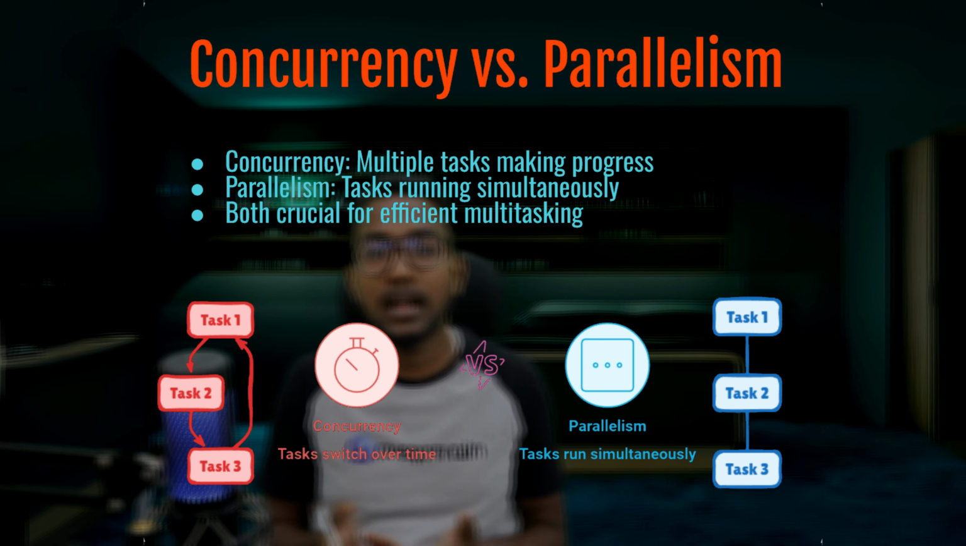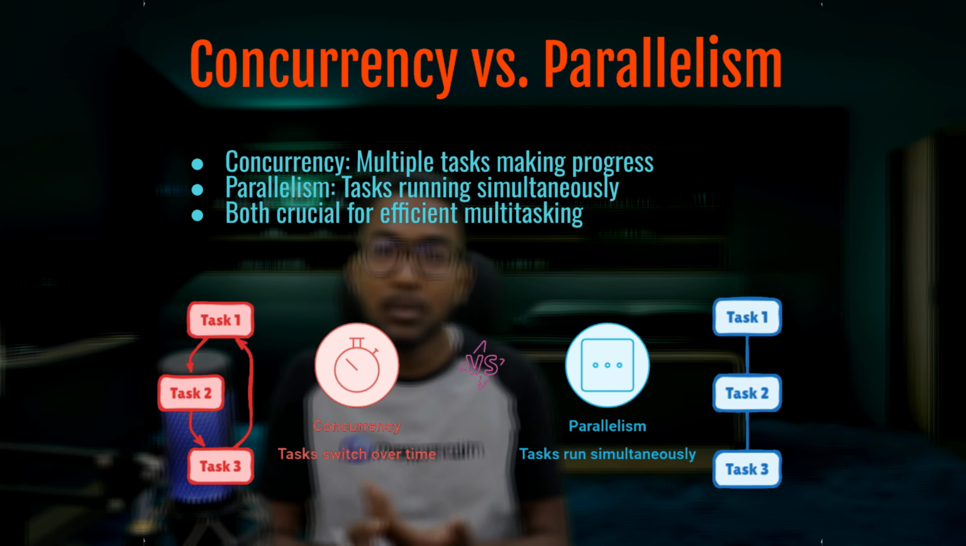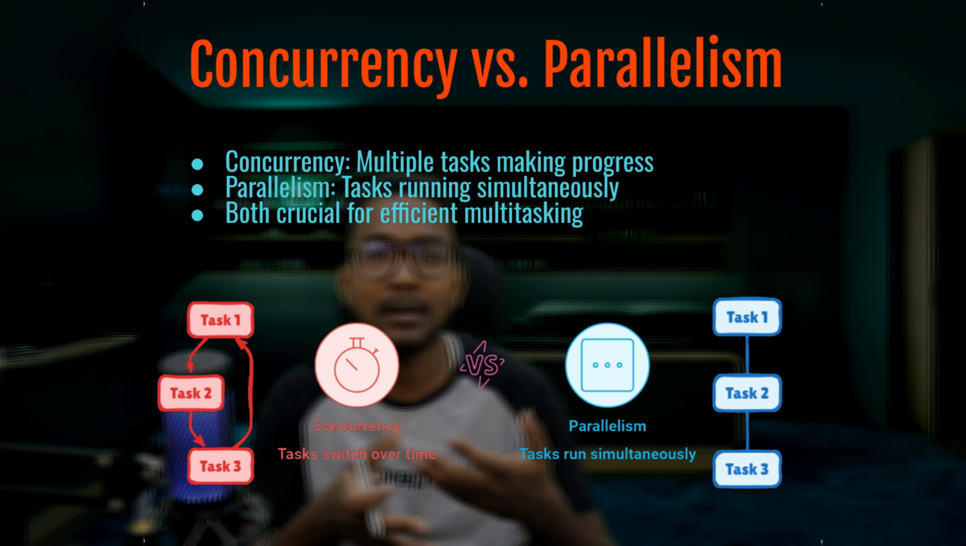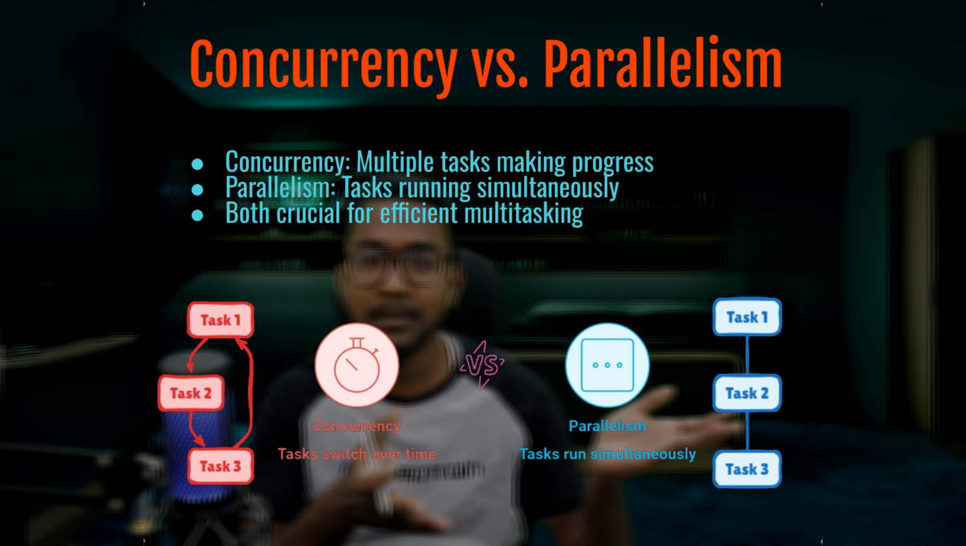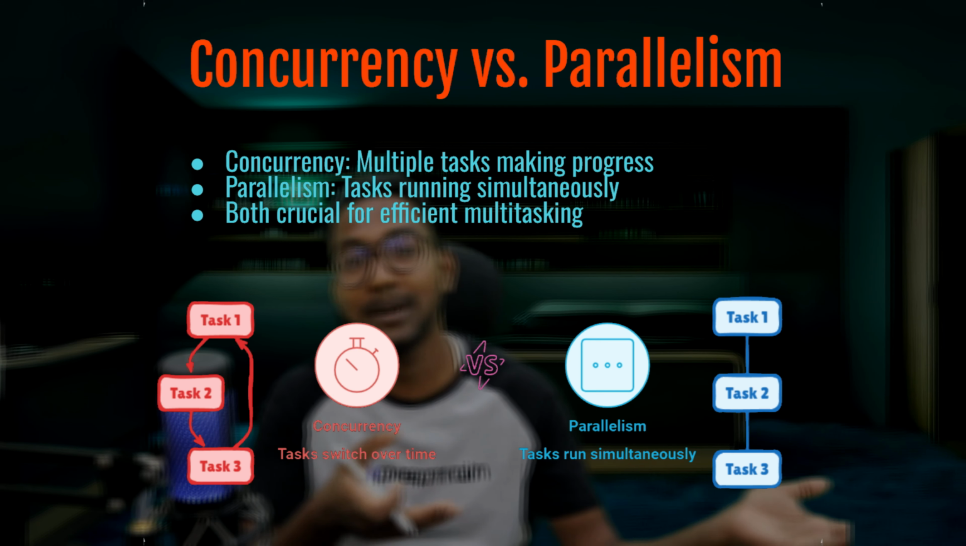Parallelism, on the other hand, allows tasks to run simultaneously, which requires multiple cores. In modern systems, you will often see both concurrency and parallelism working together. For example, a web server might handle multiple user requests concurrently by switching between them, while some tasks like image processing might be handled in parallel on multiple cores.